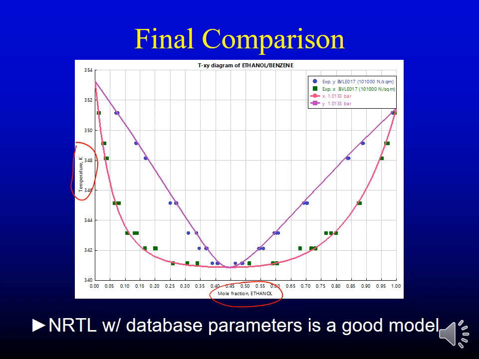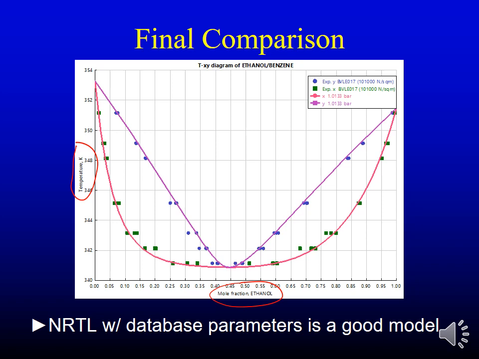Now the curves are the NRTL calculation with the default parameters, and the points are the experimental data from the reference that we saw earlier. And what you can see is that this looks like a good model. Qualitatively speaking, it matches the experimental data really well. And it could even be that those experimental data were used in order to get the parameters that appear in the Aspen database. So this is our comparison.